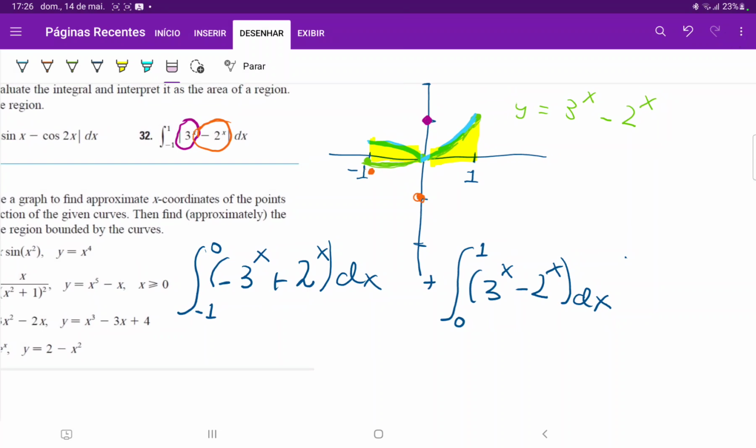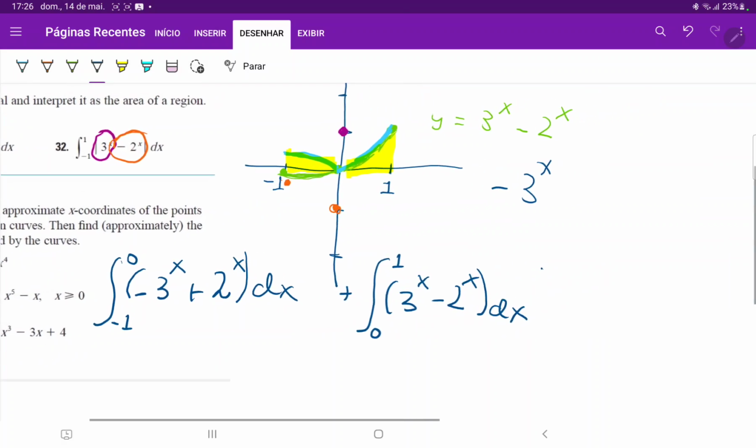So the way that I like to integrate the exponential functions is I like to switch the form. So minus 3 to the x is really equal to minus e to the ln of 3 times x. We're just changing it to the exponential form because e to the ln, they cancel out, right?